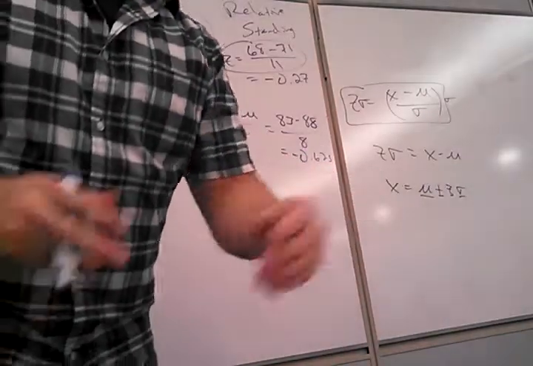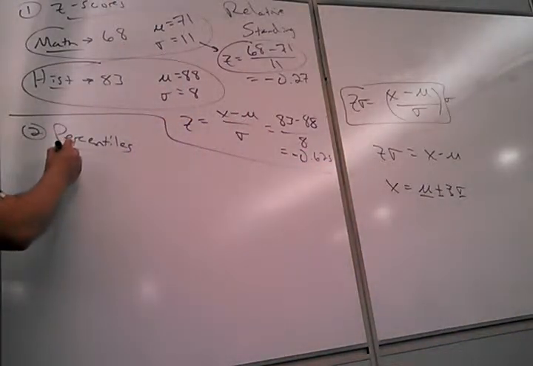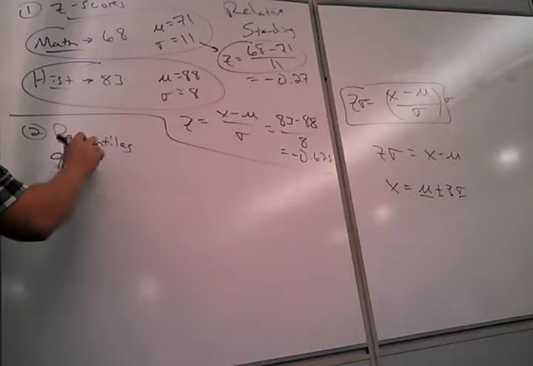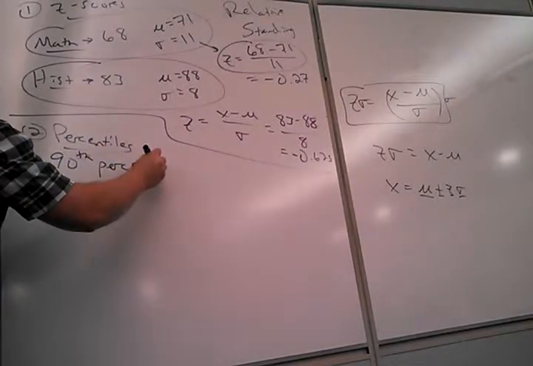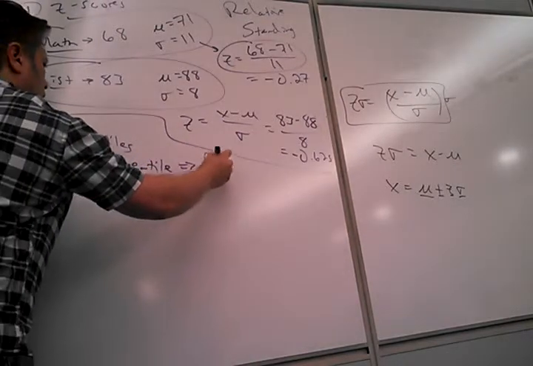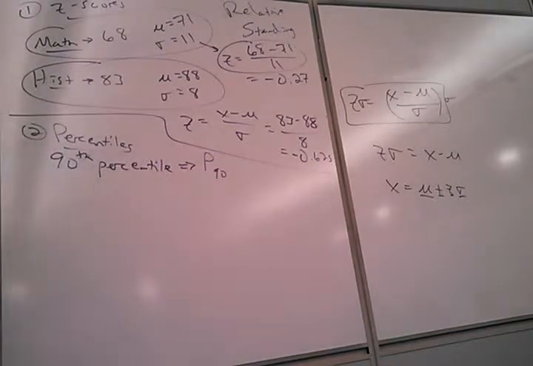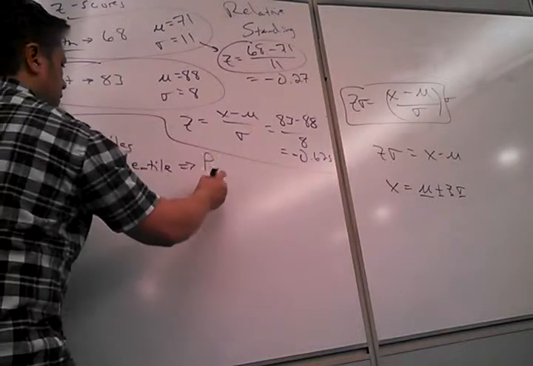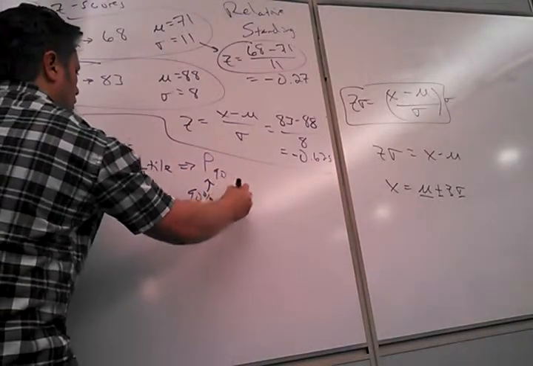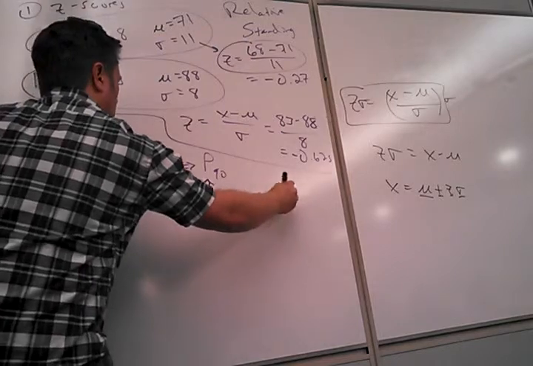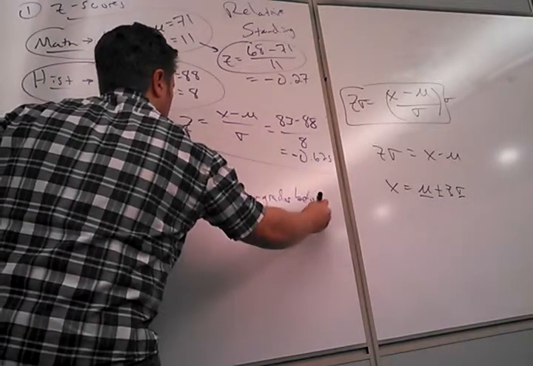Percentiles. So a percentile, if I'm in the 90th percentile, we use the symbol P90 to represent that. So if you see a big P90, that means 90th percentile. And again, like we said earlier, that means what exactly about your score? If you're in the 90th percentile, you did better than 90% of the other people. I like it. So this is 90% of other grades below you.